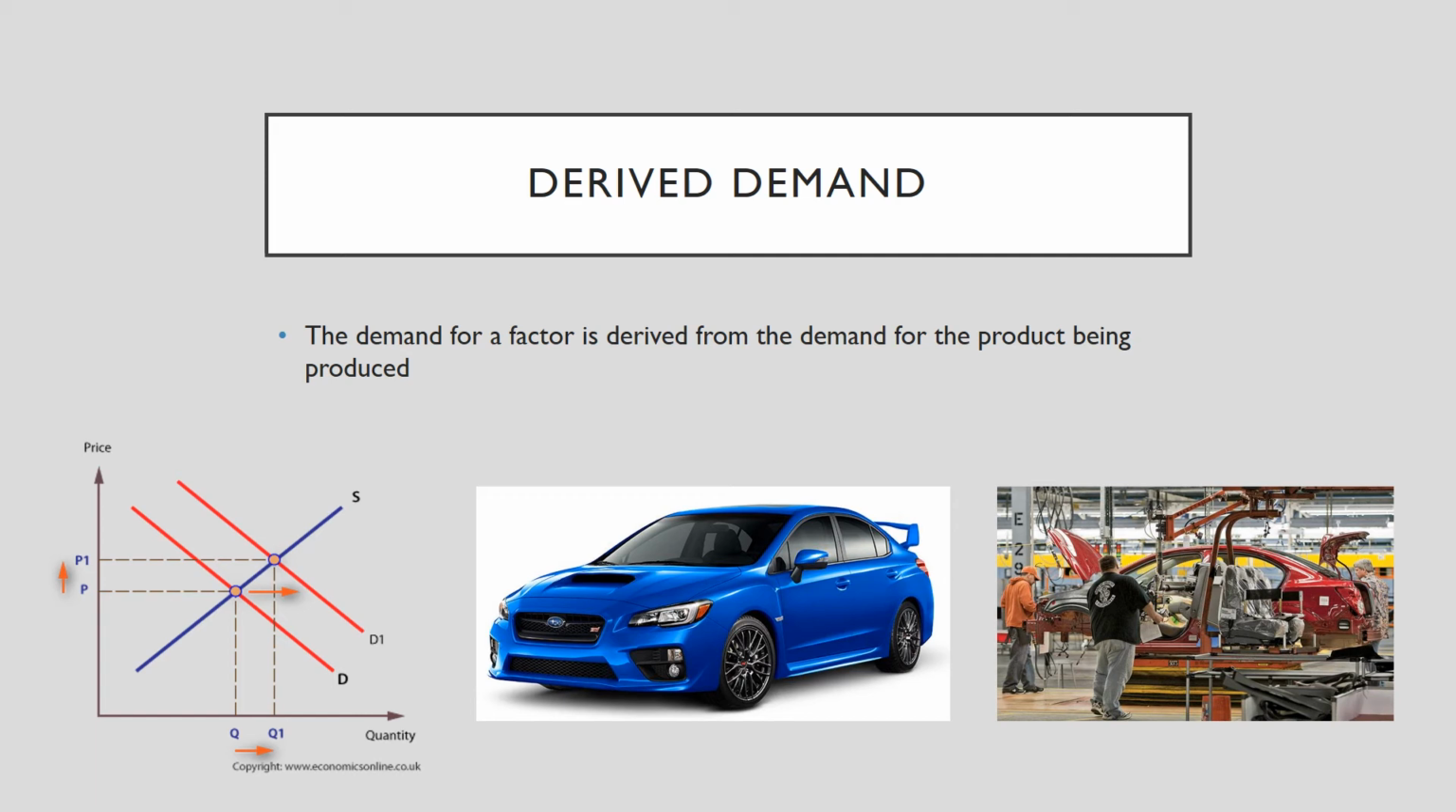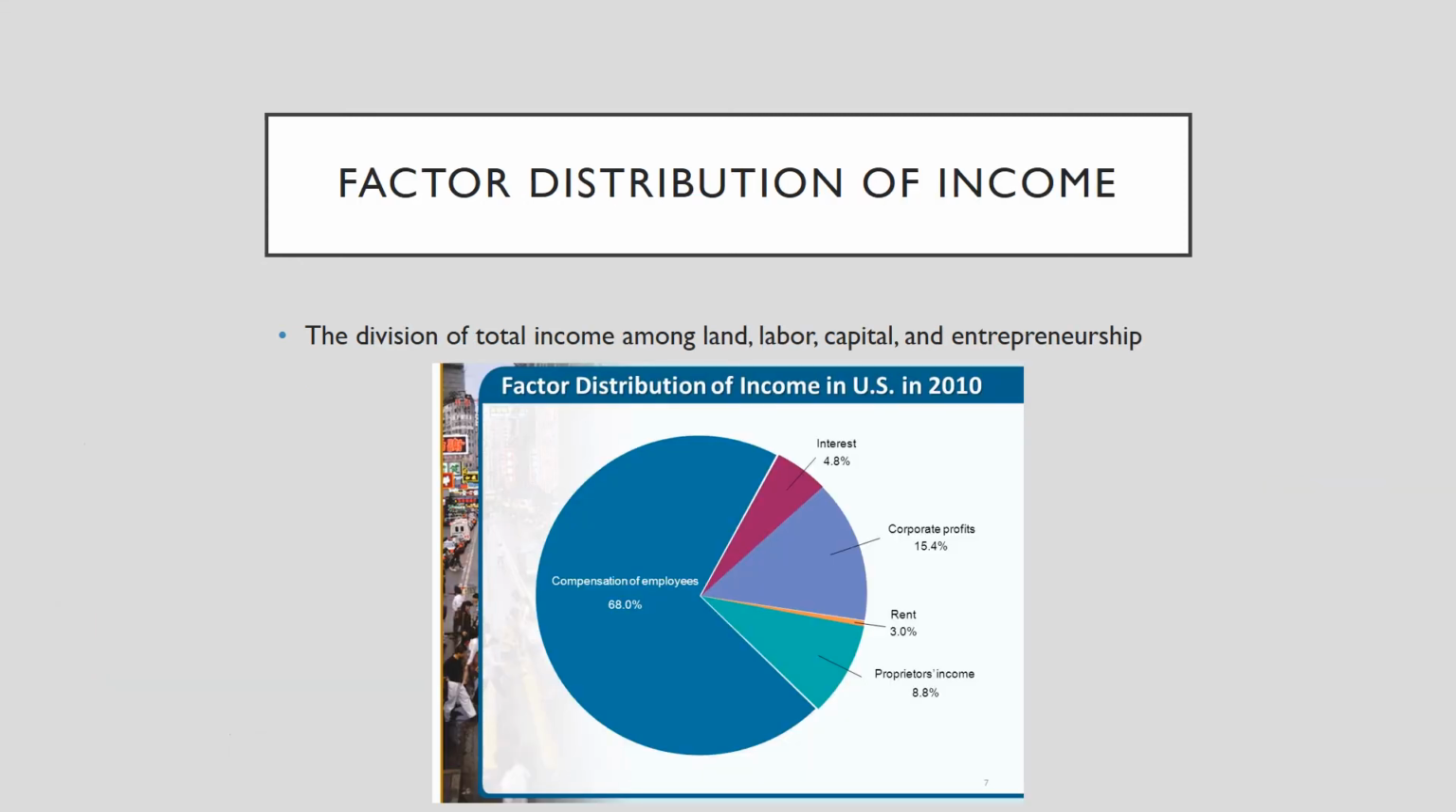So if more people want this beautiful WRX, then the demand for the factors is going to increase as well. If fewer people want the WRX, then the demand for the factors will decrease. So the demand for the factors of production is derived from, or comes from, the demand for the product that's being produced.